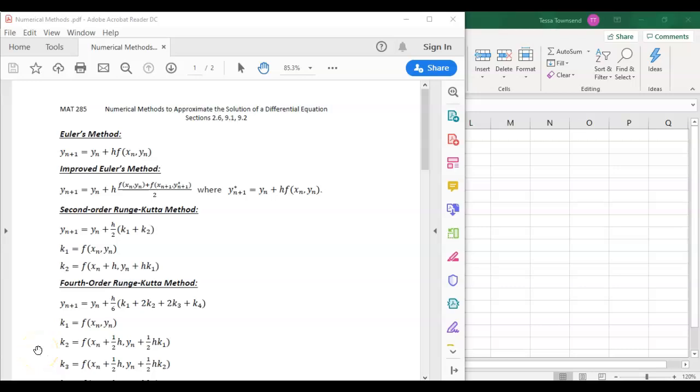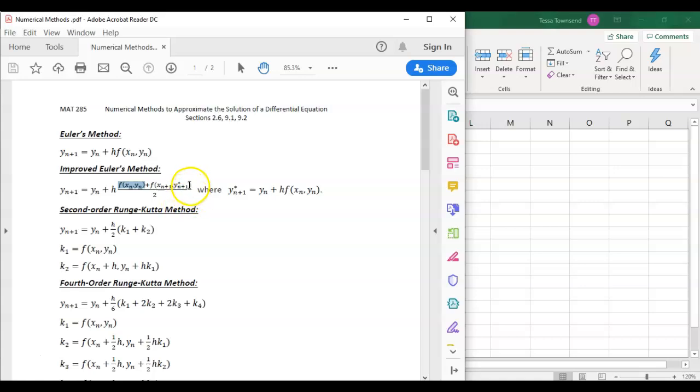So now let's solve using improved Euler's. Notice that the formula is a little bit more involved here, which means that this is going to give us a more accurate depiction of what's going on. The difference here is that we are taking an average. We're taking that differential equation and evaluating it at that previous point, x and y.